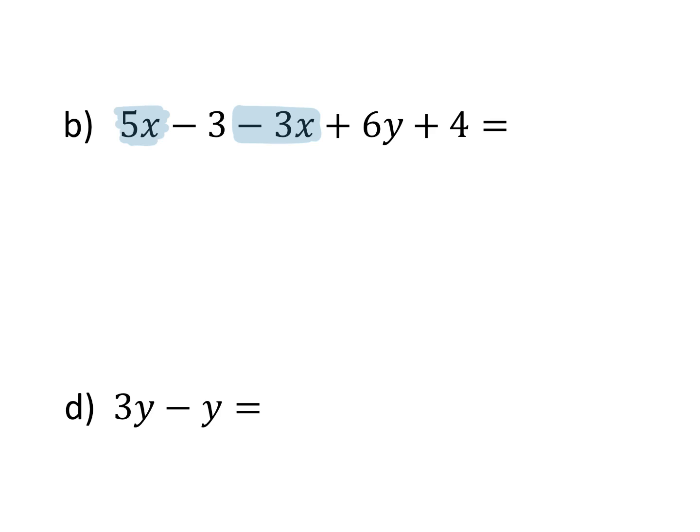Do you see any other like terms here? Negative 3 and positive 4. Okay, so all we're left with is a 6y. There is no like term to your 6y.